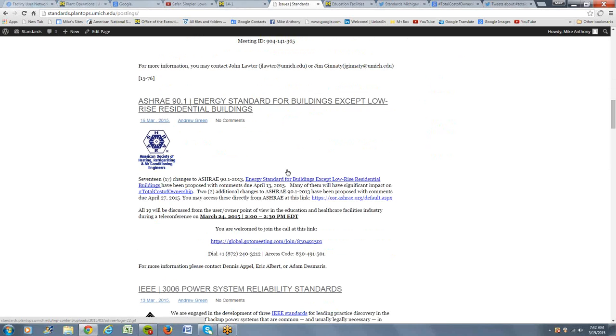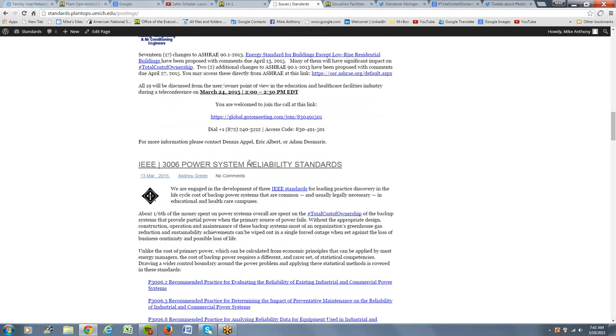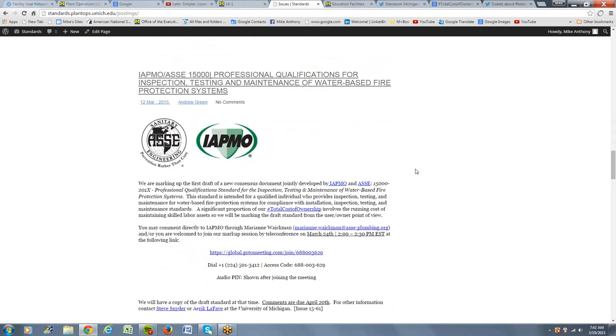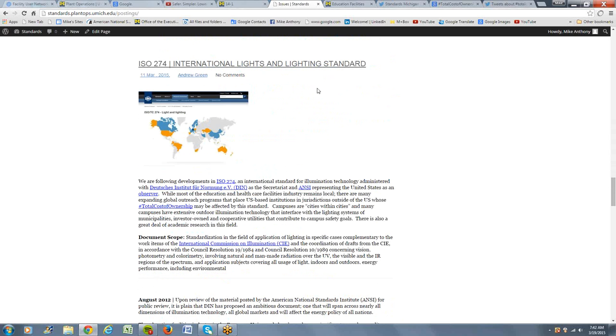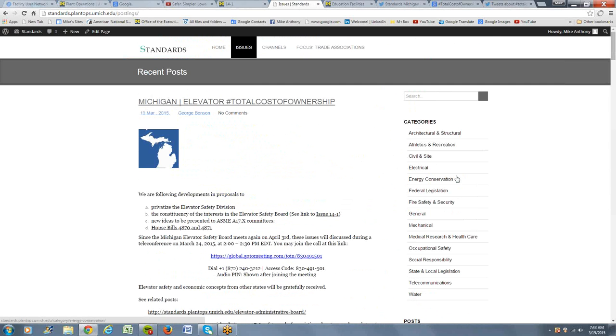Here's ASHRAE. This is actually worth looking into a little bit more closely. ASHRAE just hit us with 19 new proposals, and we're going to have to deal with them in a very short period of time. You've all heard of ASHRAE 90.1, and that's a suite that moves very quickly. Here's IEEE. We're dealing with power system reliability. Here we're dealing with maintenance of water-based fire protection systems. Again, we go back to another cycle. Last week we dealt with international lights and lighting standards. So what you'll see happening every day is we'll pick one out of 100 issues.